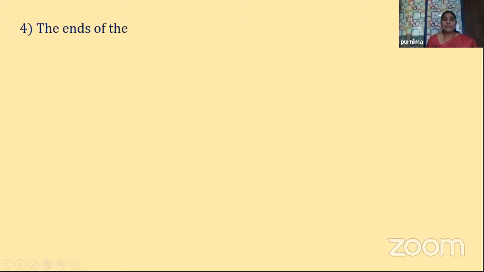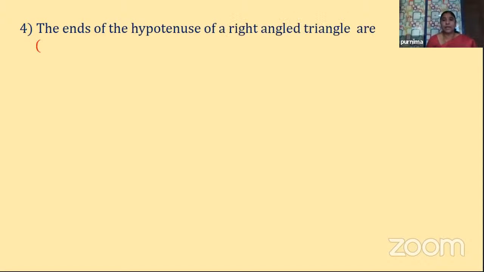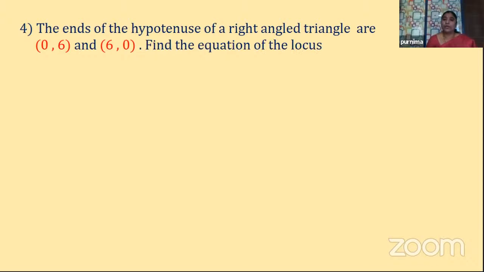The ends of the hypotenuse of a right angled triangle are (0, 6) and (6, 0). Find the equation of the locus of its third vertex. So now here what is given, children? It is a right angle triangle, so then only we have the hypotenuse. So let us name the points first of all.